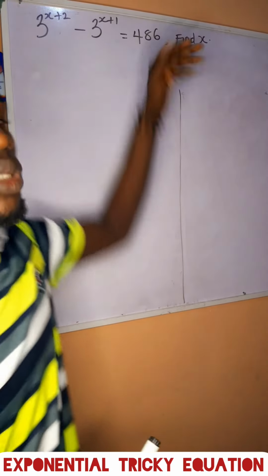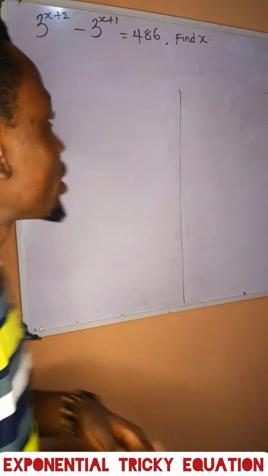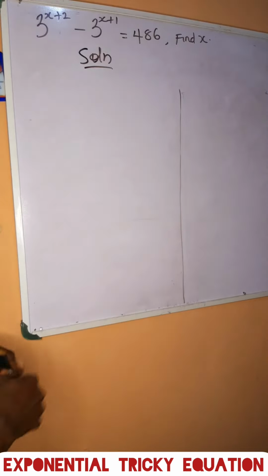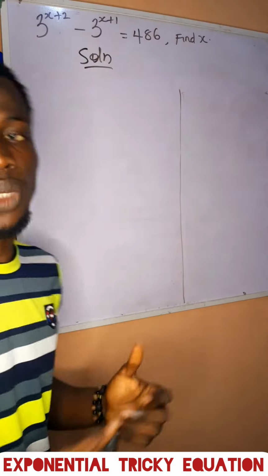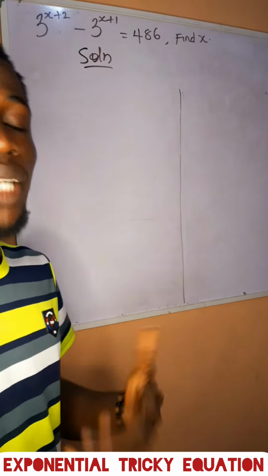Today I'll be discussing a very important and sensitive way of solving this type of equation. It's an exponential equation, but it's kind of tricky. So let's solve it together. So solution, we have 3 to the power of x+2 minus 3 to the power of x+1 is equal to 486. So what do we do here? We are asked to find x.